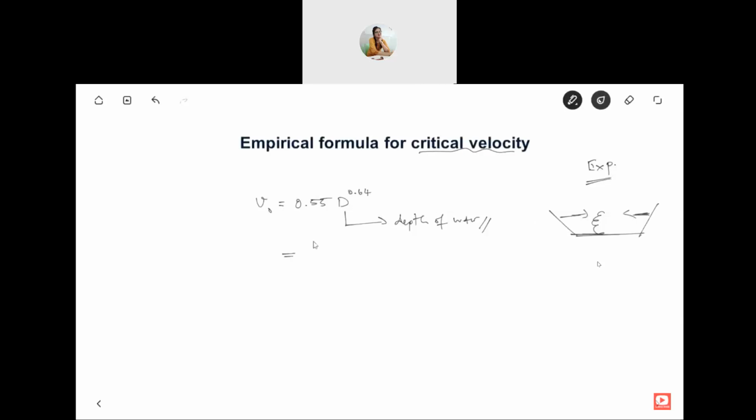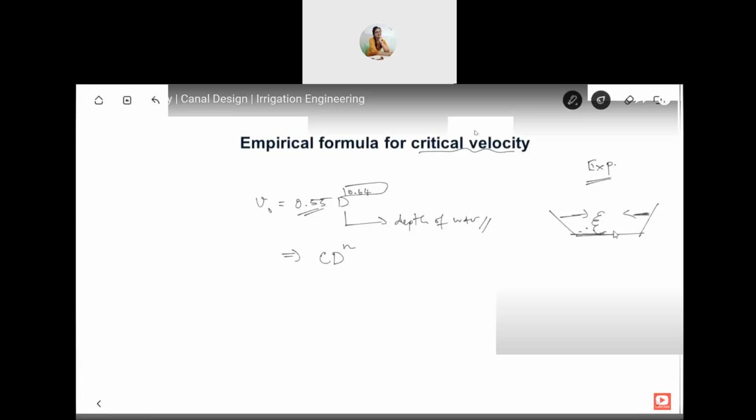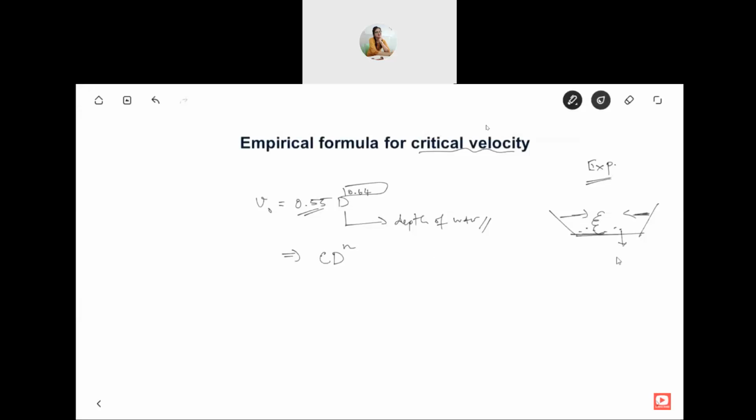So if you generalize this formula, it is C into depth power n. He gave C as 0.55 and n as 0.64. But the drawback with this formula is it was applicable only for the Bari-Doab canal. The silt here will have various sizes in various canals, with different properties and gradation, etc. So he could not apply the same formula elsewhere.